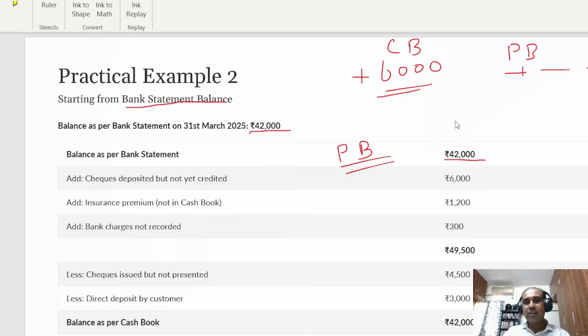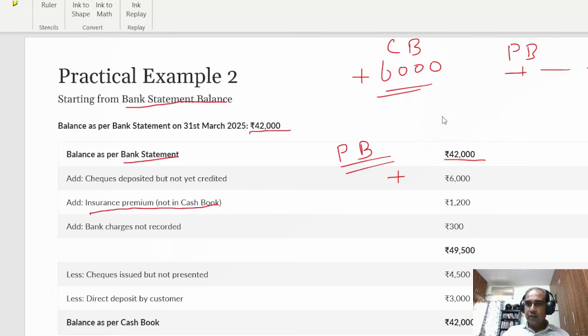So what I will do now to reconcile this, since my starting point is the bank statement and there is no entry in the bank statement, we will add this transaction. We will add this transaction of 6,000 rupees. Clear, guys? Next is insurance premium, which is not in the cash book.